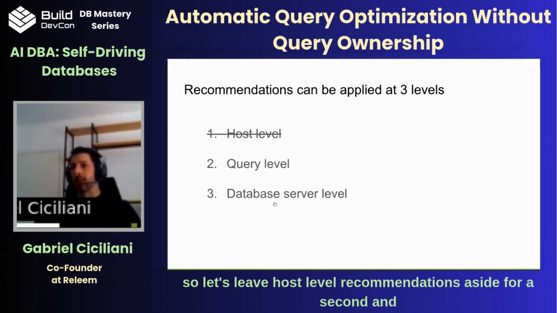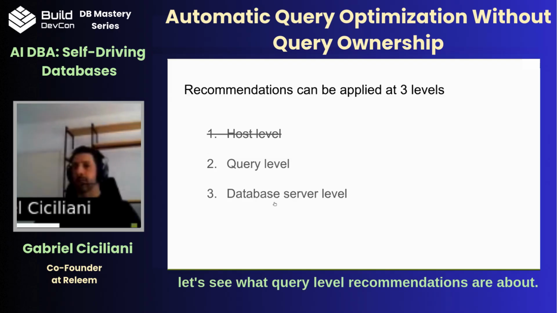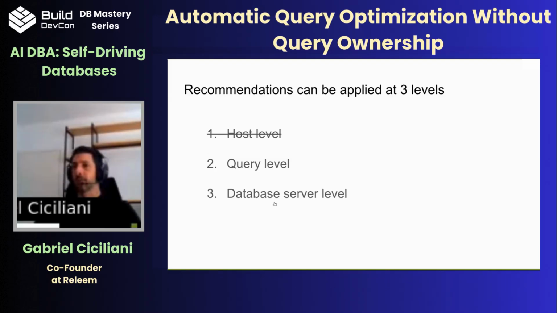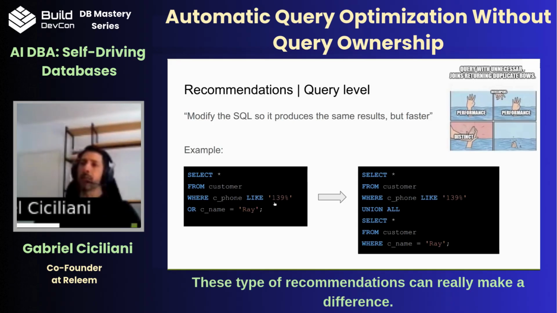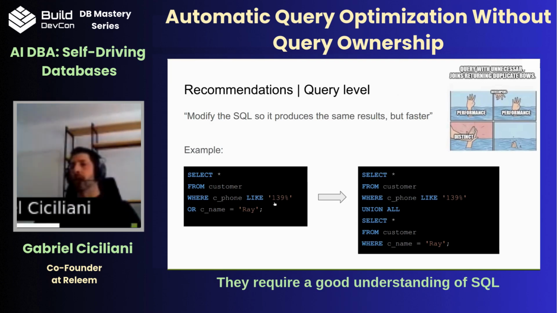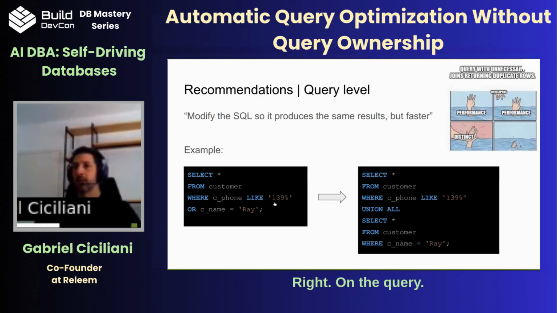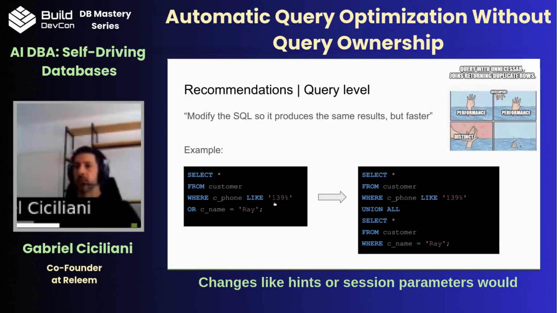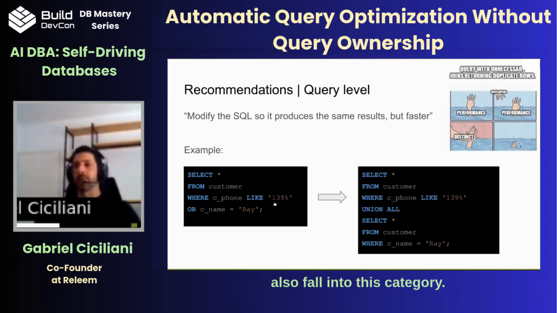Okay, so let's leave host level recommendations aside for a second, and let's see what query level recommendations are about. These types of recommendations can really make a difference. They require a good understanding of SQL and the steps the database server takes to process a query, right? The goal here is to perform changes on the query so it has the same effect or returns the same data, but avoids expensive steps like temporary tables or uses indexes more efficiently. Changes like hints or session parameters would also fall into this category.